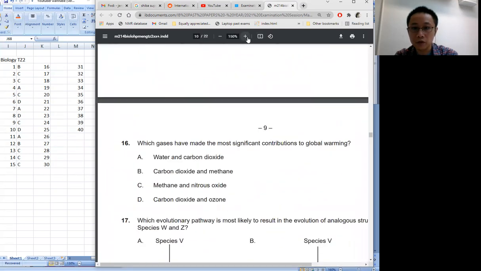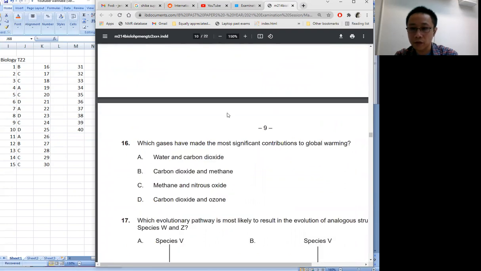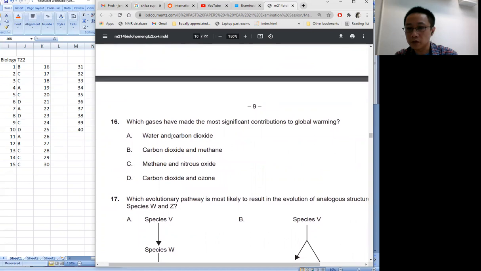Now question 16, what gases have made the most significant contribution to global warming? Carbon dioxide is the most famous one, but then the second gas, water vapor, is a very significant greenhouse gas. But that's a natural greenhouse gas. Is that what they want? Because methane is another significant greenhouse gas.